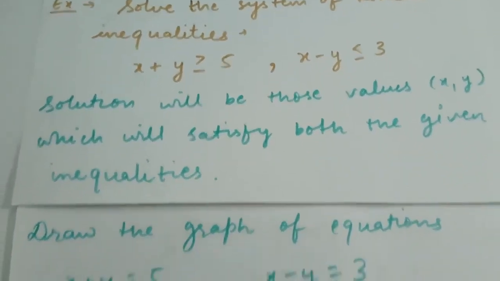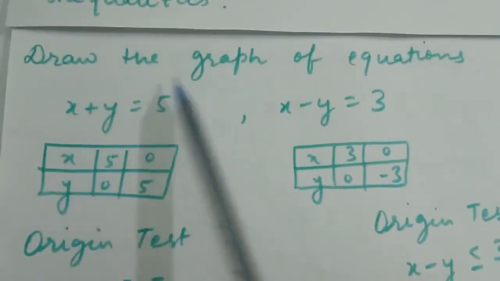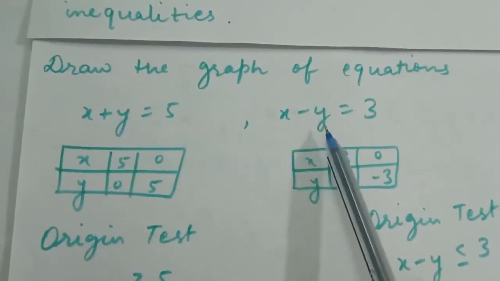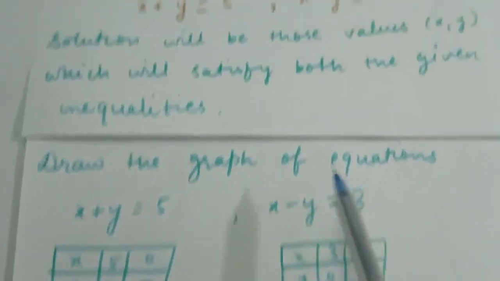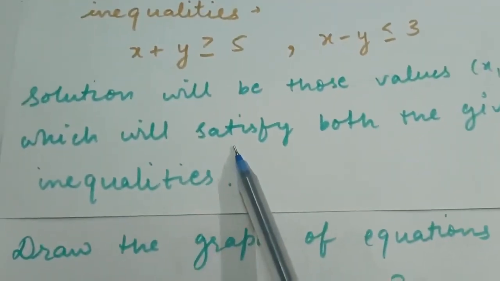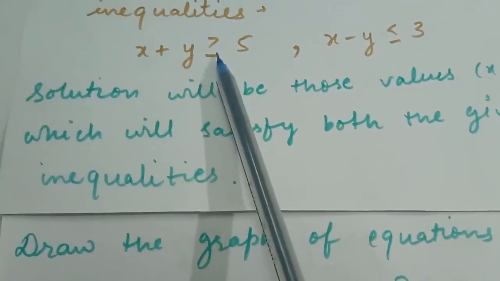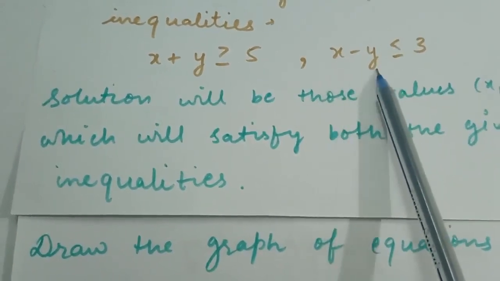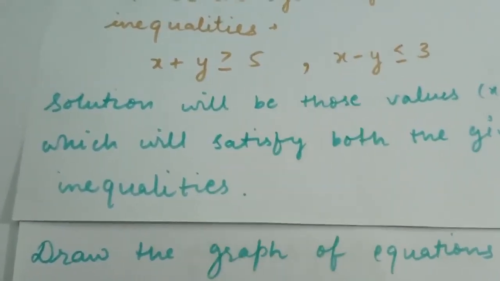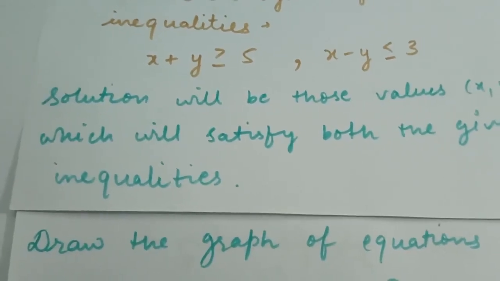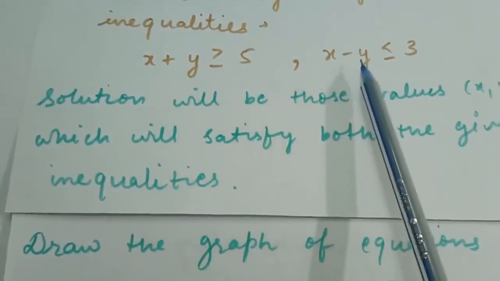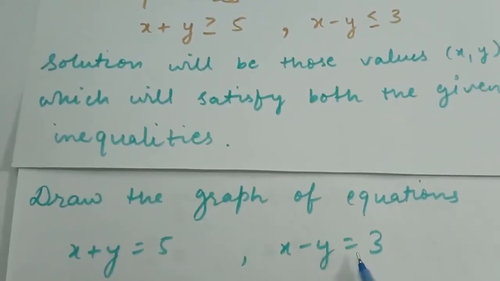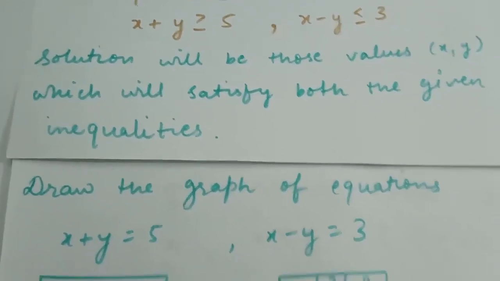So for this, first of all, we will draw the graph of the equation x plus y equal to 5 and x minus y equal to 3, the same which we have done in the previous question. We will find the solution of this inequality and the solution of this inequality, and the common solution of both of these inequalities will be the final answer, right? So to find the solution of these inequalities, draw the graph of the equations x plus y equal to 5 and x minus y equal to 3.